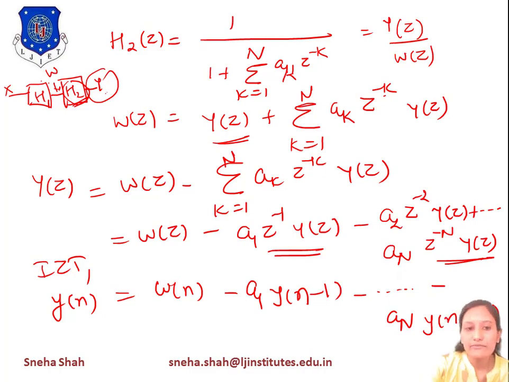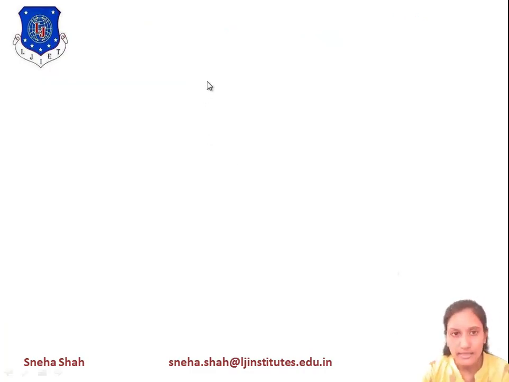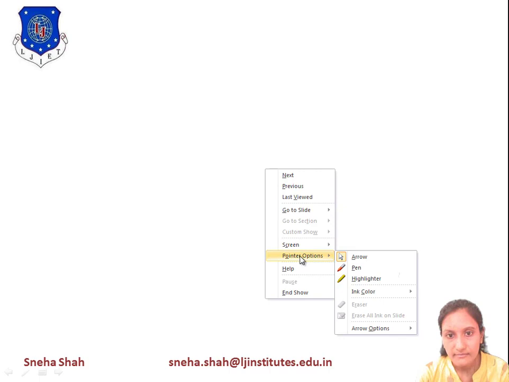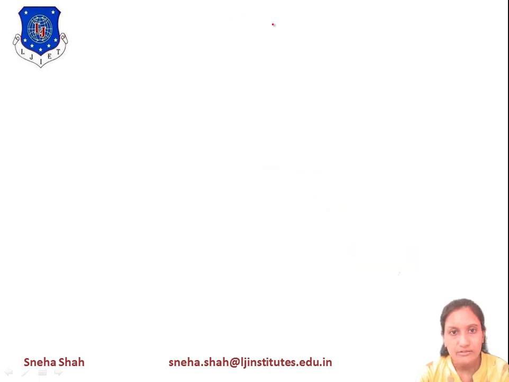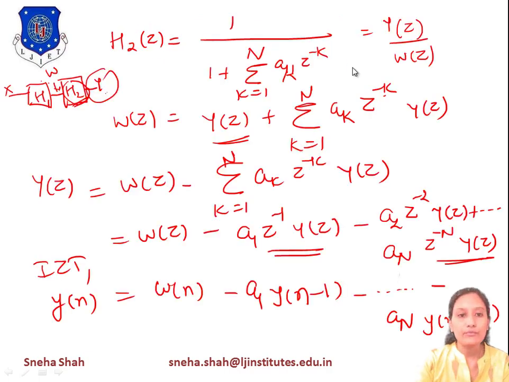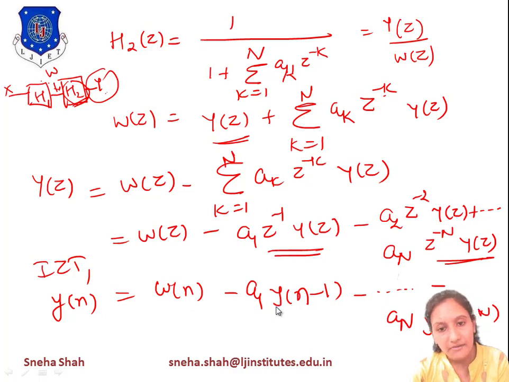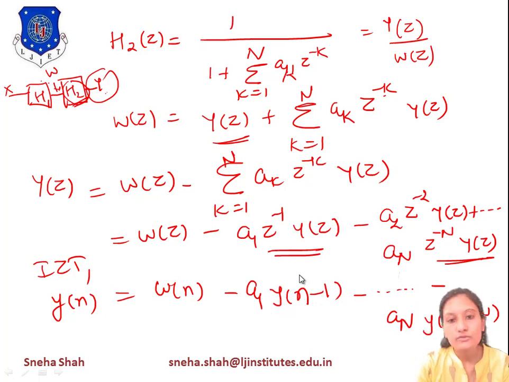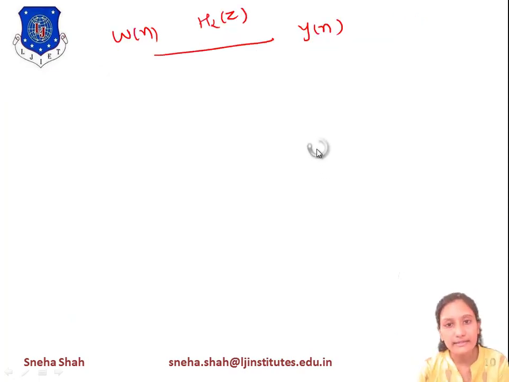So now if we want to draw this, the output is drawn as output equals y of n. And what is the input? The input is w of n for the term of H2 of z, right? So how will y of n occur? y of n will occur because of w of n minus this term. In this we will use y of n minus 1, which means delay in the output. So we will put a delay unit at the output side.